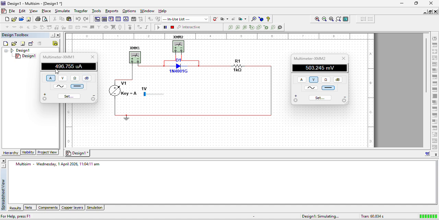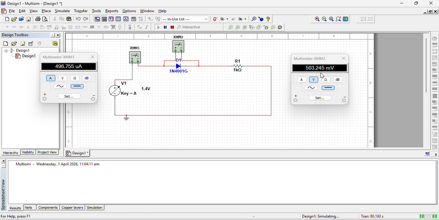This could be treated as half milliampere because this is around 500 microampere. So this could be treated as 0.5 milliampere. And we can notice the voltage drop across the diode is now around 0.5 volt. So 0.7 is a standard, but it's not necessary that it should be exactly 0.7. That could be around 0.5, 0.6, 0.7, 0.8, like that.